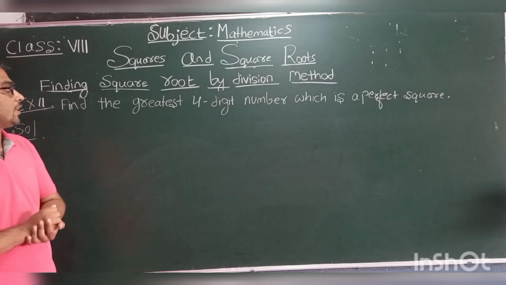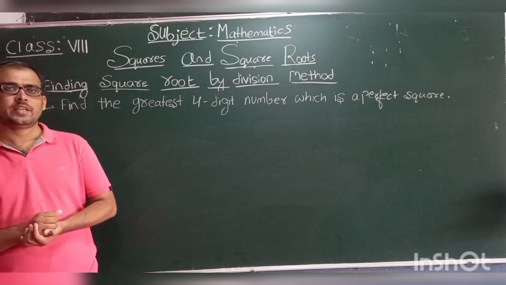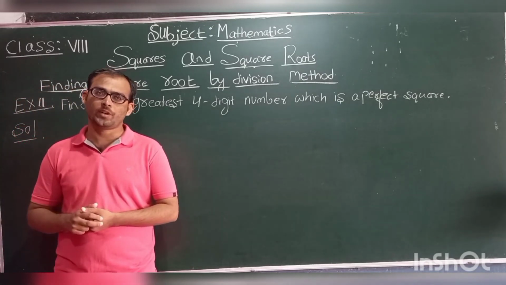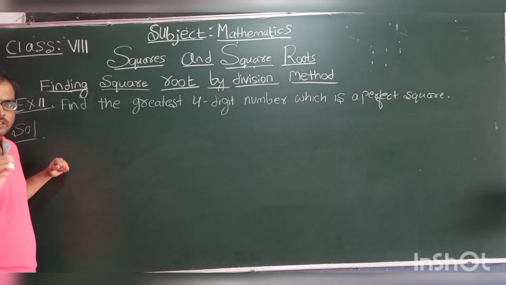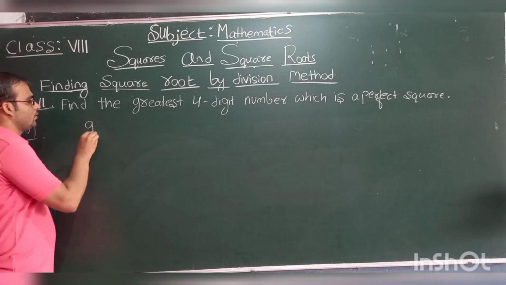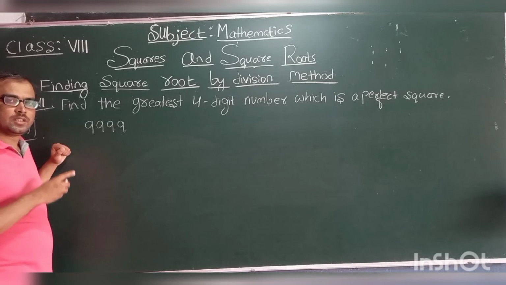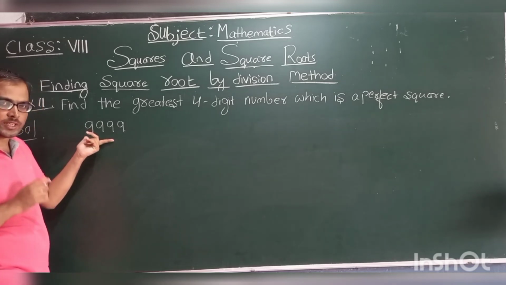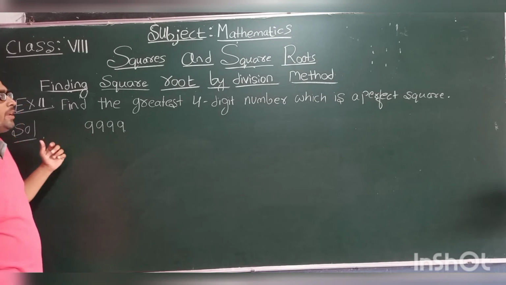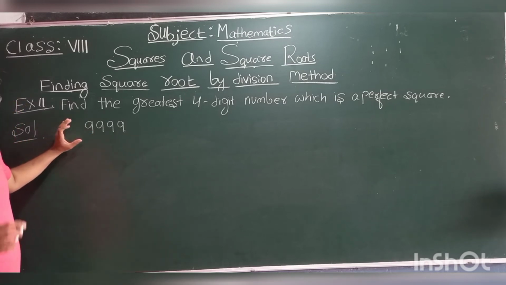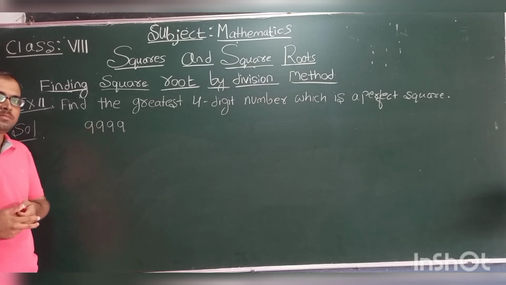Find the greatest 4-digit number which is a perfect square. Students, what have they given here? Here we have to find the greatest 4-digit number that must be a perfect square. We know that the greatest 4-digit number is 9999. But 9999 is not a perfect square. So if you want to get the greatest 4-digit perfect square, then what we need to do? We need to solve this using the division method.